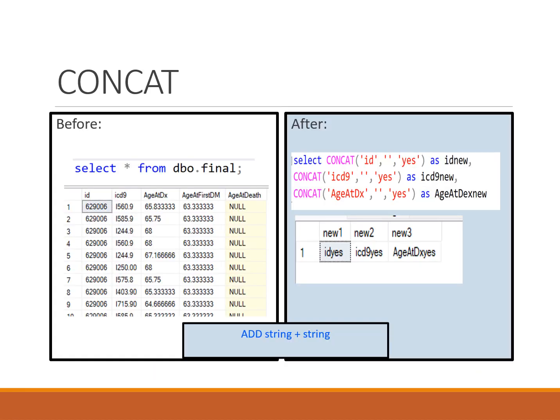The concat function adds two or more strings together. This function returns a string resulting from joining two or more strings. In the example, we use the concat function to join strings ID, ICD-9, and age at diagnosis with the string yes. With the new result, yes is attached to the end of the strings. With the concat function, the string-to-string attachment is at the end. This is important to note because it is different from the stuff function.